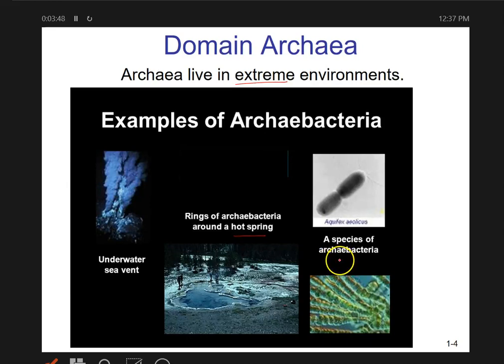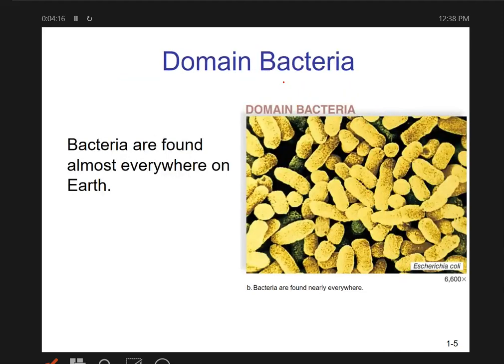So domain Archaea, even though they do not have a nuclear membrane, just like bacteria, you cannot say that they resemble bacteria, in the sense that they have a very different biochemical makeup. For example, the cell wall is totally different. The cell membrane will be different. Why will it be different? Because remember, they live in very what? Extreme environments, right? Okay, let's see domain Bacteria.